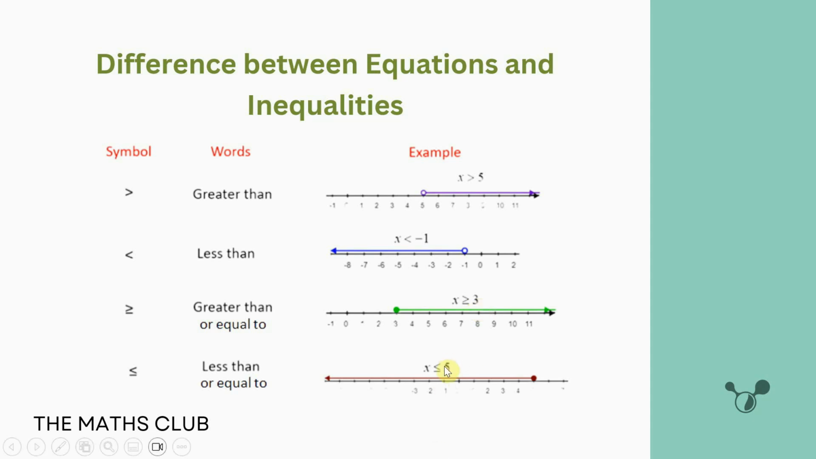X is less than or equal to 5. This is 5, and because there's an equality sign to it, we shade it and then we draw our line. So that's basically the difference.